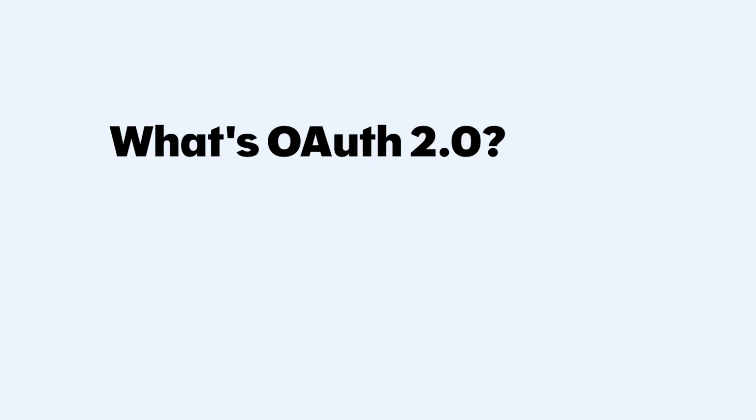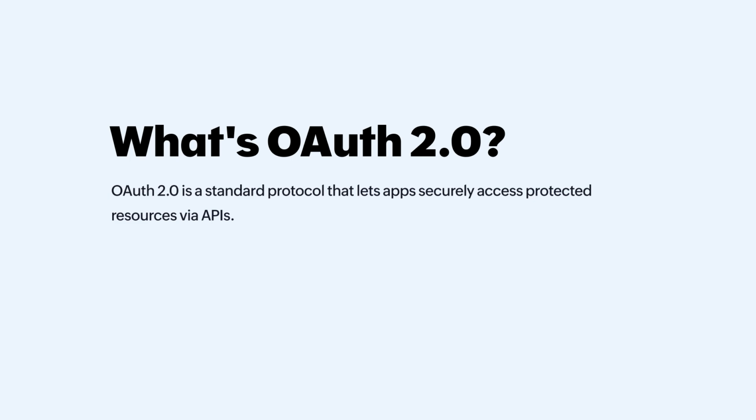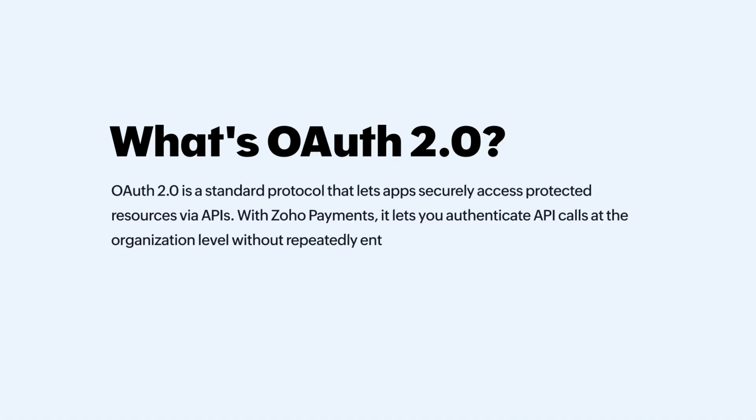So, what's OAuth 2.0? OAuth 2.0 is a standard protocol that lets apps securely access protected resources via APIs. With Zoho Payments, it lets you authenticate API calls at the organization level without repeatedly entering a username and password. Here are the topics we'll cover in this video.